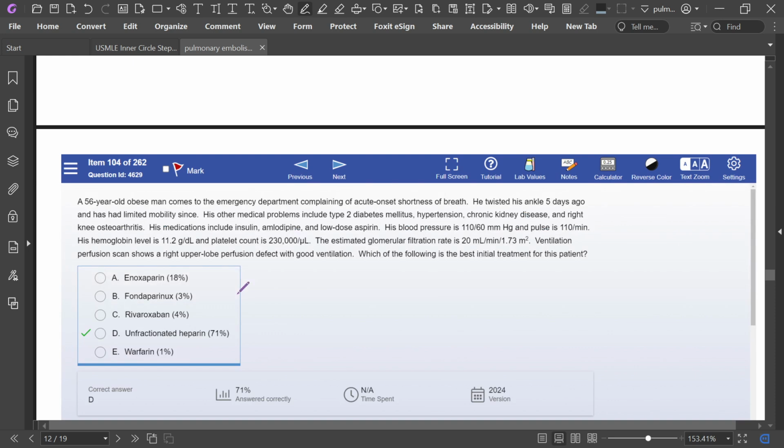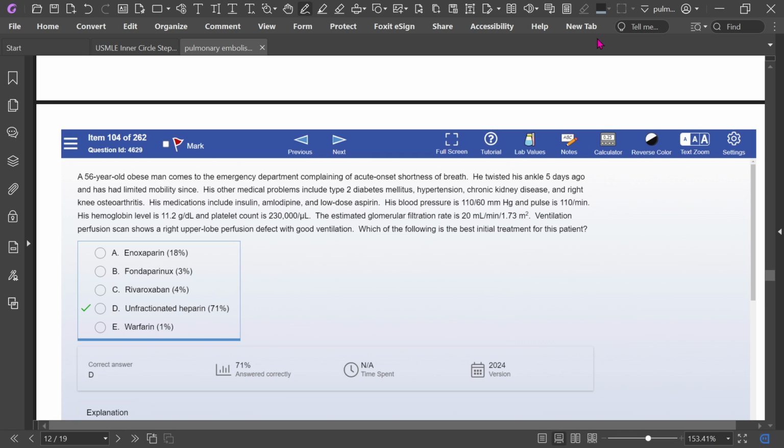Okay, look at this question. Sudden shivering, shortness of breath. His eGFR is very low. Ventilation perfusion scan. As his eGFR is low, you cannot do CT pulmonary angiogram to confirm. So the ventilation perfusion scan shows a right upper lobe perfusion defect with good ventilation. Perfusion defect with good ventilation. So looks like PE. What is the initial treatment?